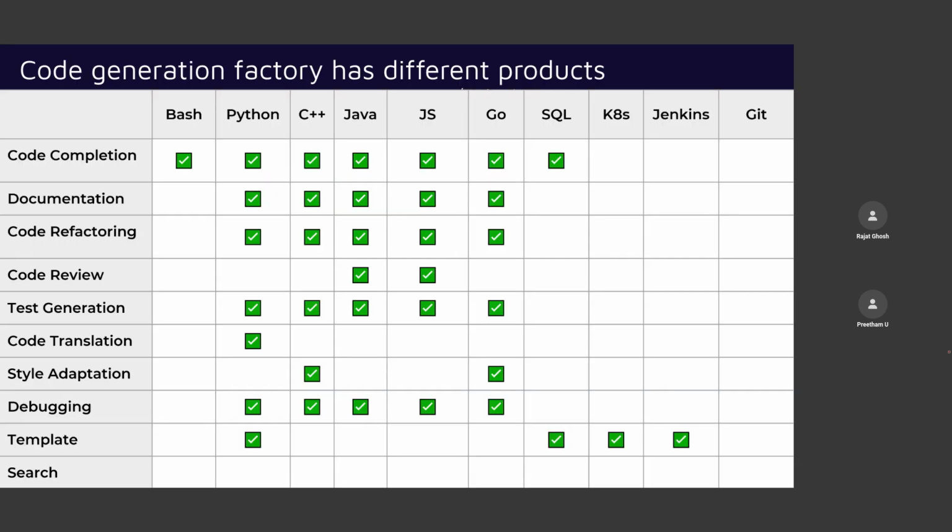Then, as I was talking about this software code generation factory, it can give you different products. Basically, it solves different software engineering tasks. You can write code in different programming languages. You can write documentation for different programming languages. You can create templates. I have some examples of these use cases from some internal code base. I can't disclose all of these use cases, but I will cover some of the very prominent ones.